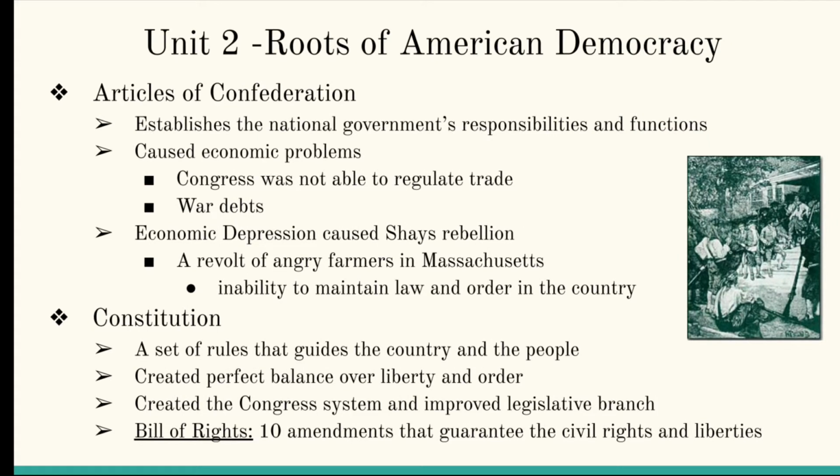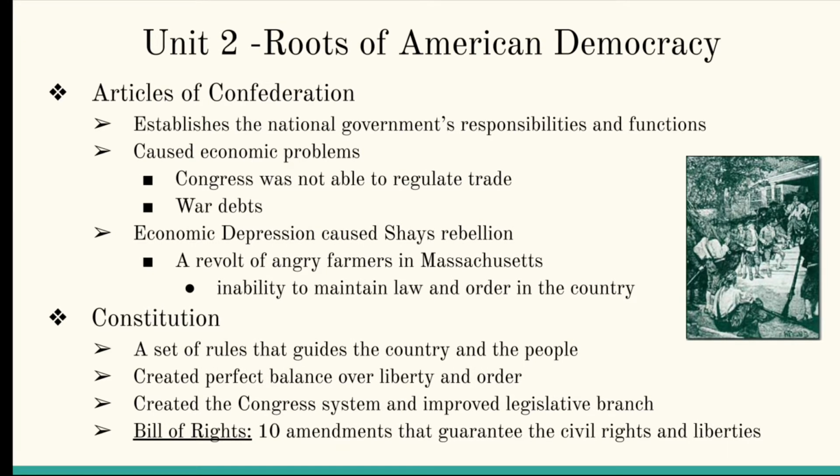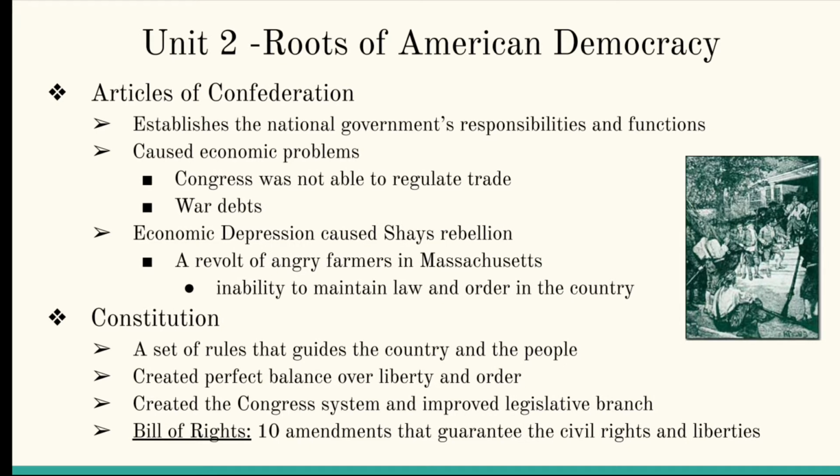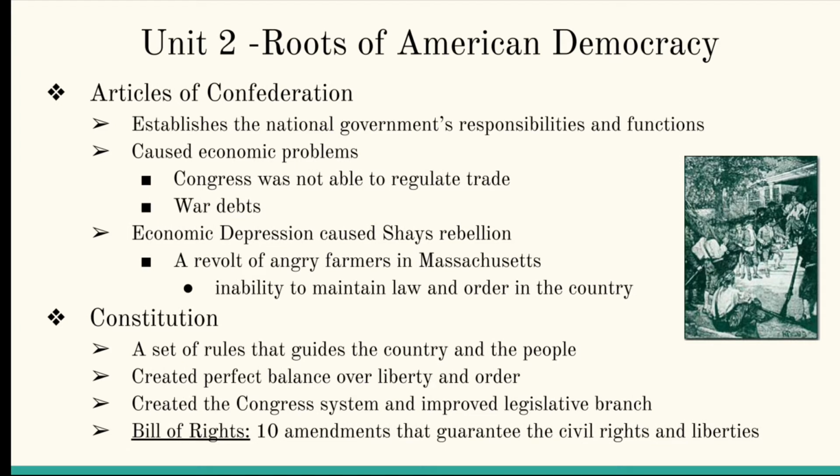Unit 2, Roots of American Democracy. There are two main documents that you should know, one being the Articles of Confederation. This was used to establish the national government's responsibilities and functions. However, it did not last long because it caused economic problems. It also caused economic depression, which led to Shays' Rebellion. This represented the inability to maintain law and order within the country.